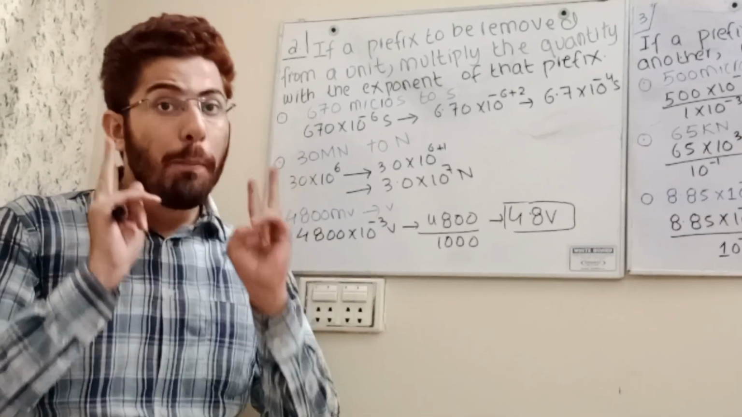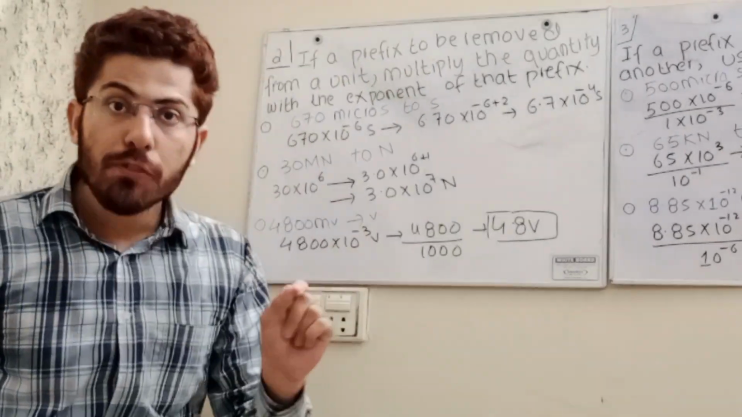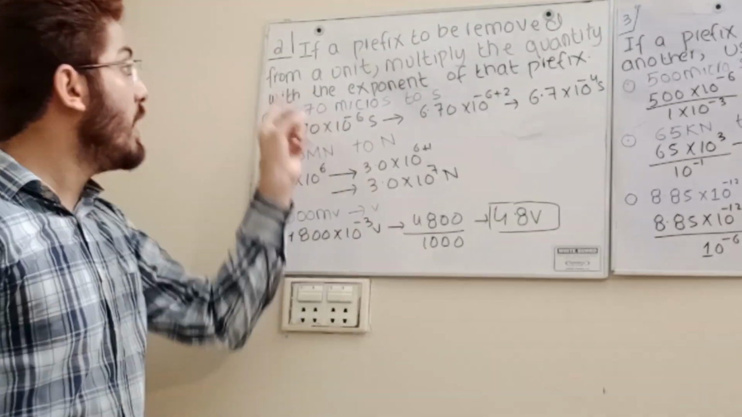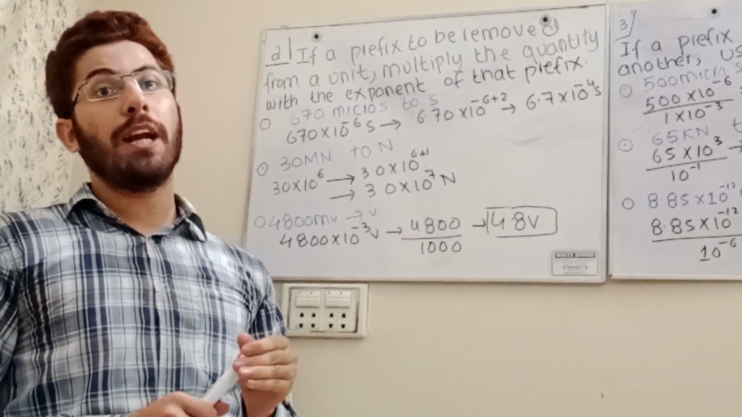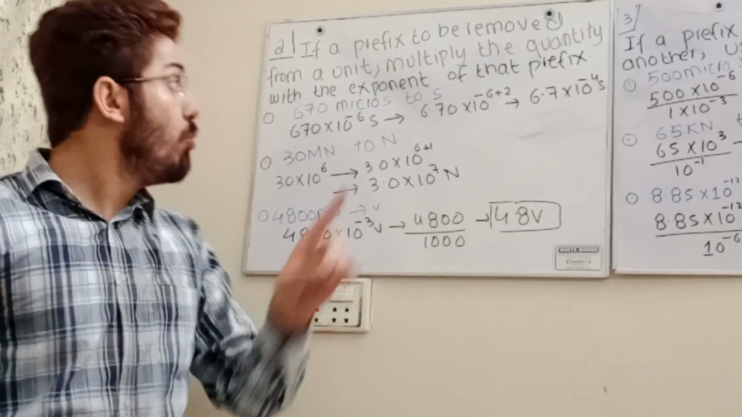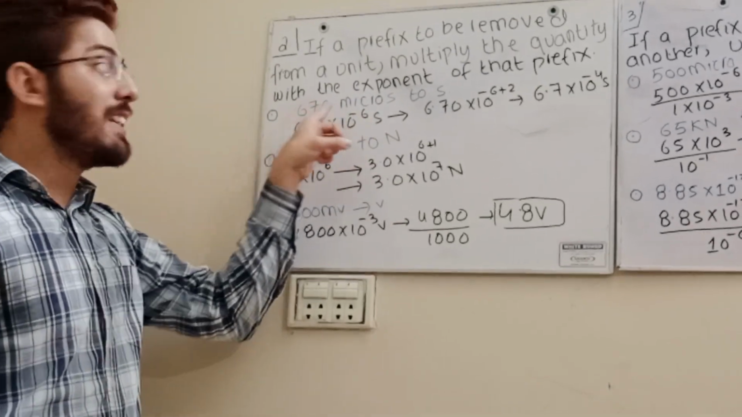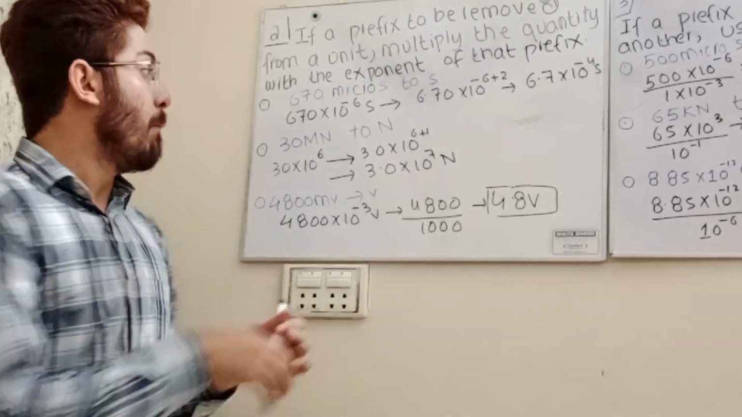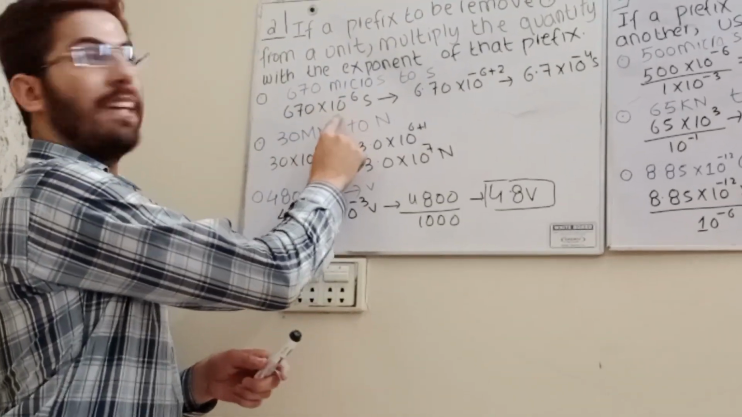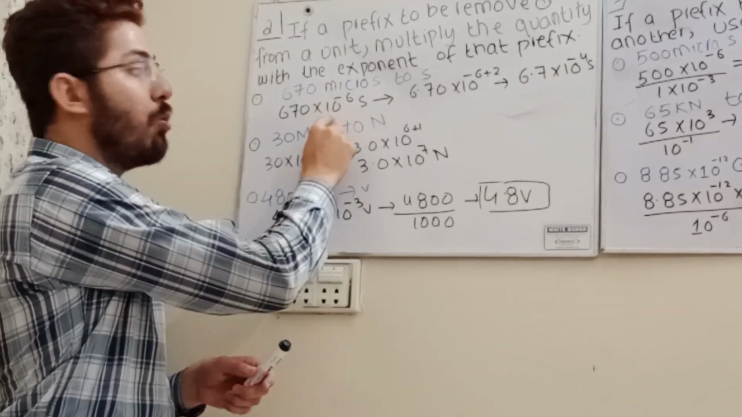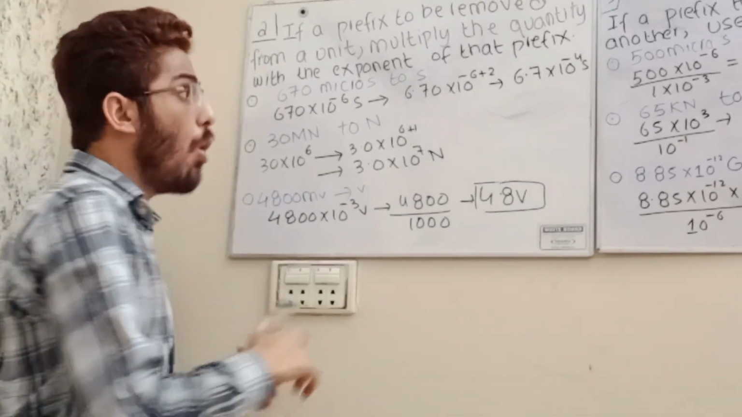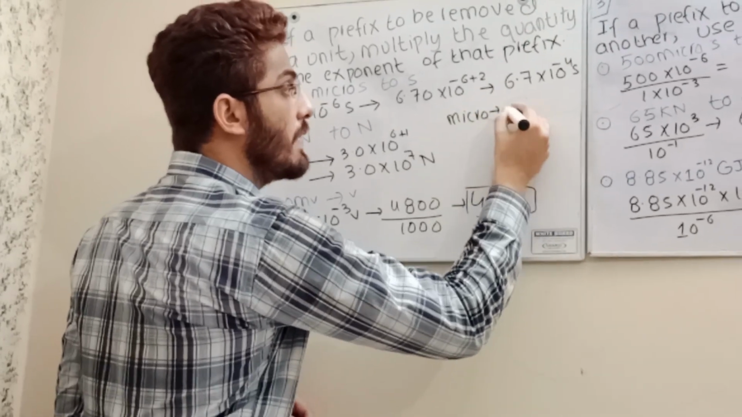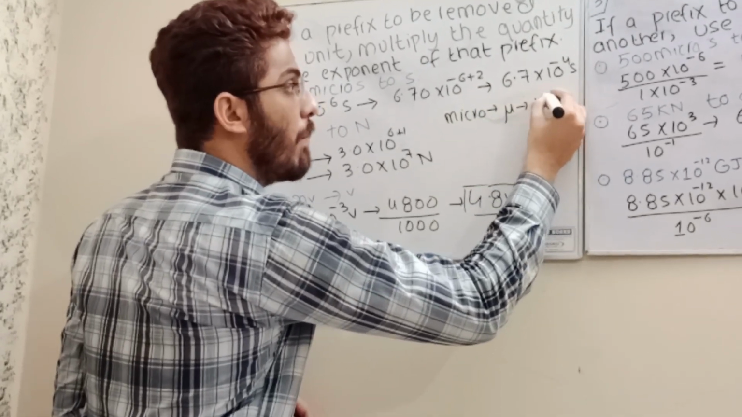Yes, student. Rule number 2: if a prefix is to be removed from a unit, multiply the quantity with the exponent of that prefix. What does it mean? If you are given 670 microsecond, you are going to open the bracket. Bracket means 10 to the power minus 6. Just open the micro, 10 to the power minus 6. Remember, the micro symbol is also this, student. 10 to the power minus 6.